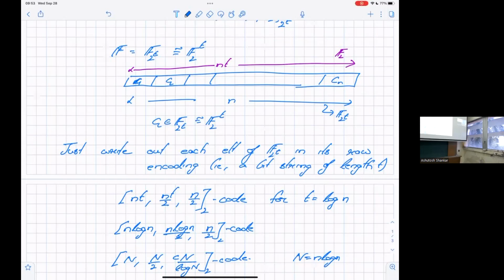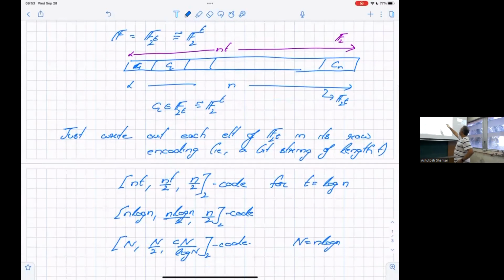So what's happening over here? The key observation is a very simple, but crucial observation. What are we doing? We're taking each symbol in the field F2T and writing it as a T-bit string. In some sense, we are writing it in the raw encoding, the natural one. You could use a code over here to do this. You take a code which takes a T-bit string and maps it to say some 2T bits or something. You could think of doing it.